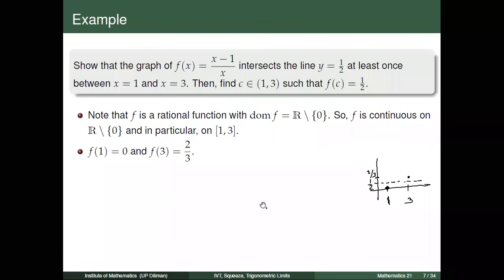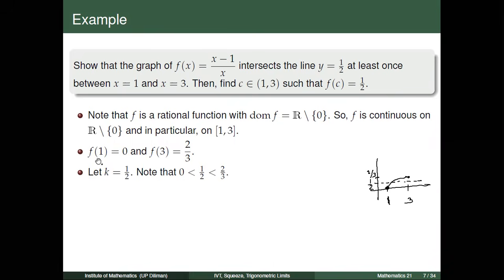Okay? So taking k equals 1/2 now, we note that 1/2 is indeed between 0 and 2/3, which are the values of f at the endpoints 1 and 3. So, as in our illustration earlier, because the function is continuous, we know that its graph should indeed cross the line with the equation y equals 1/2, somewhere between 1 and 3. Okay, that is our conclusion.